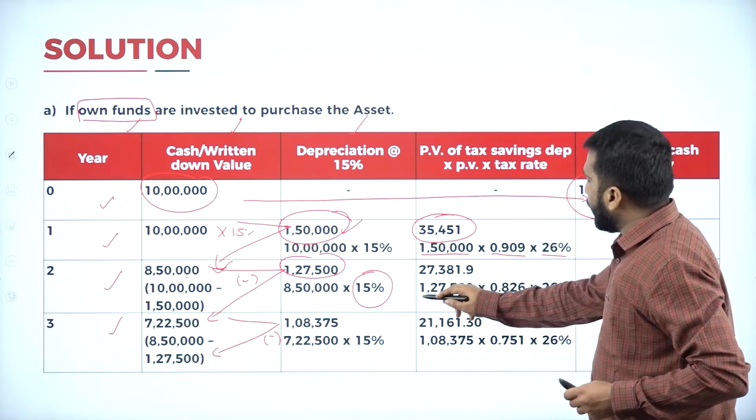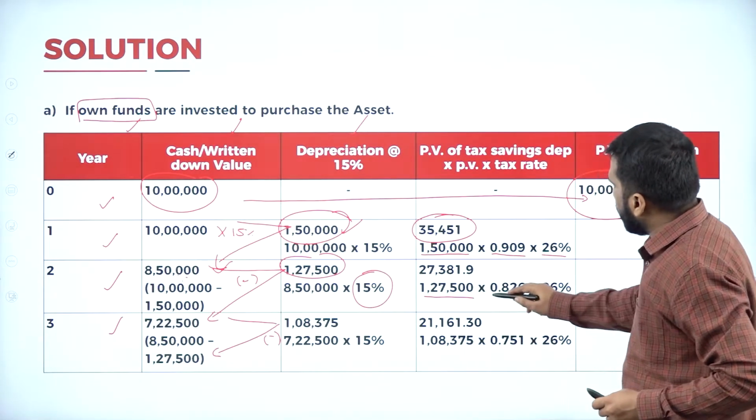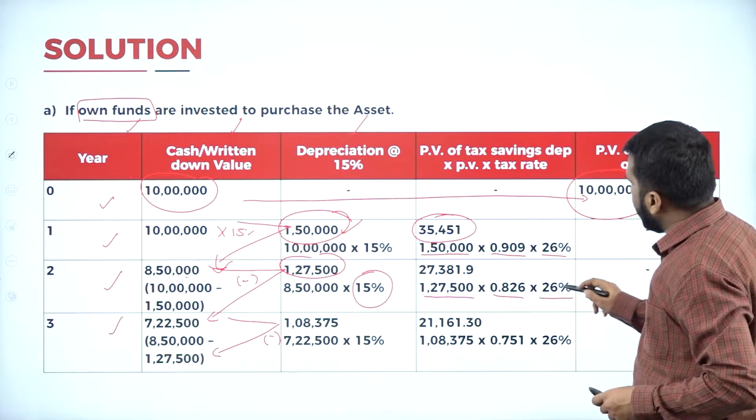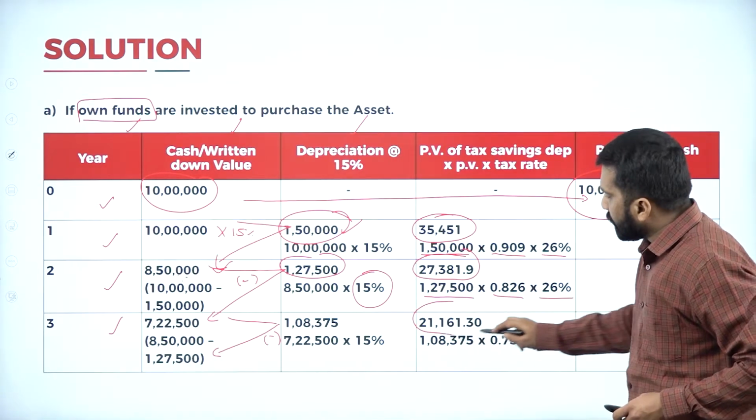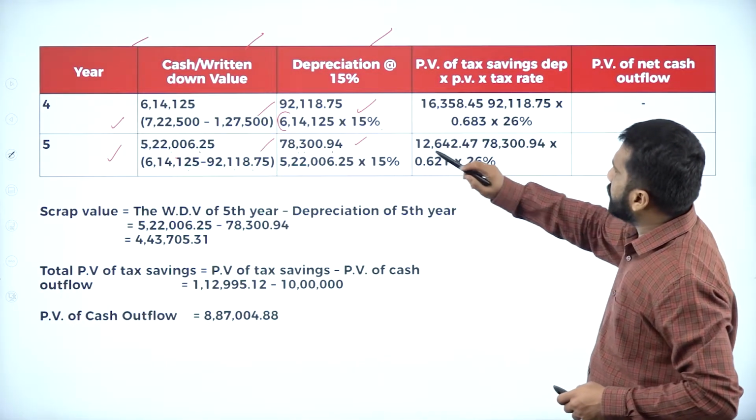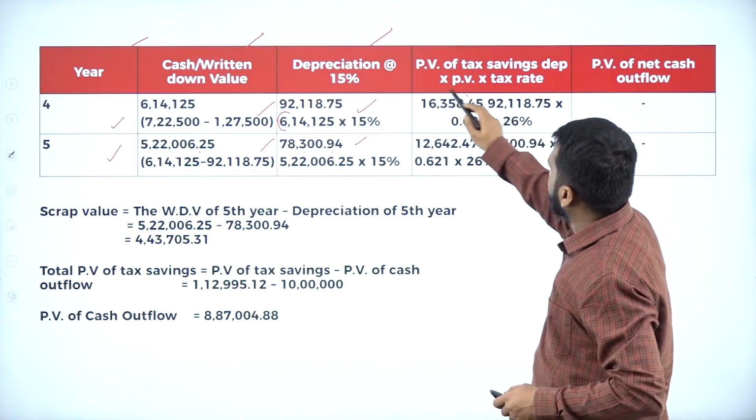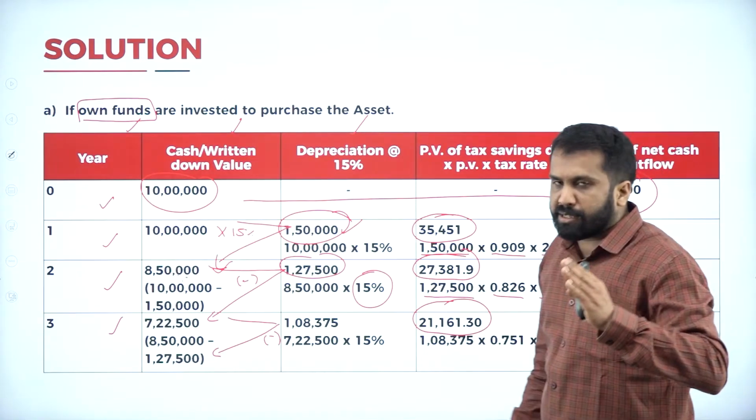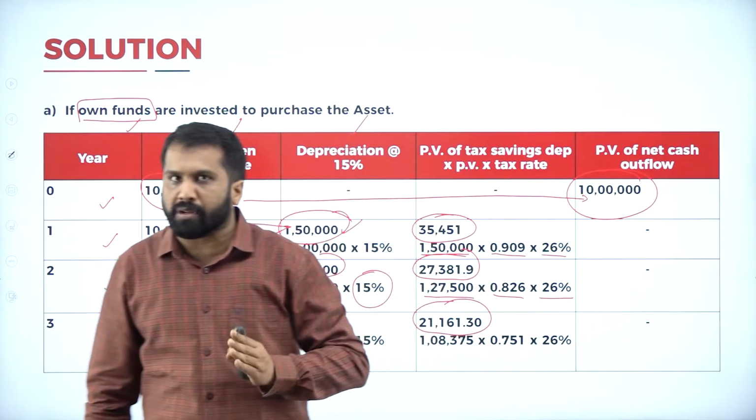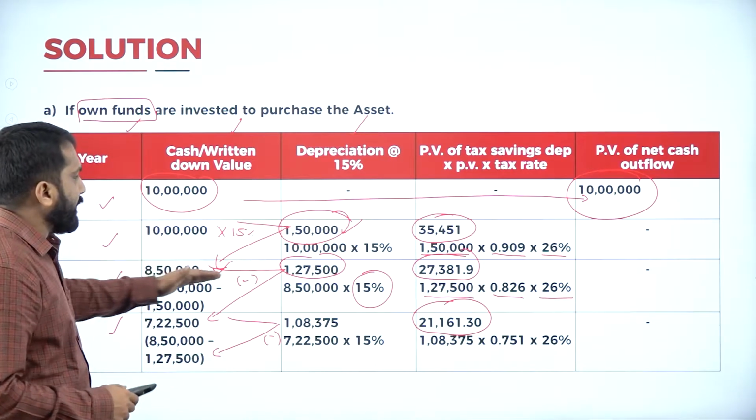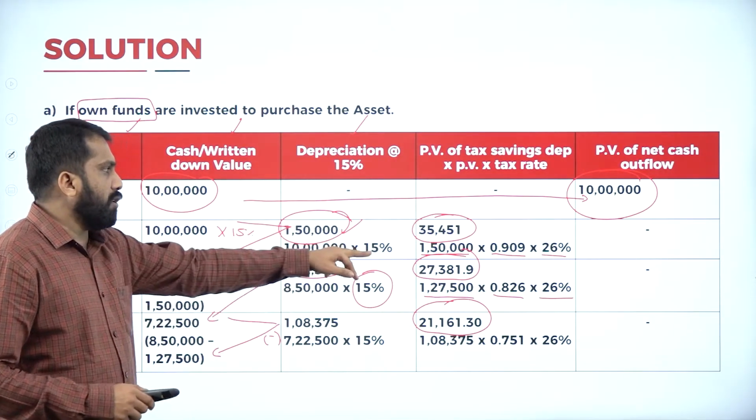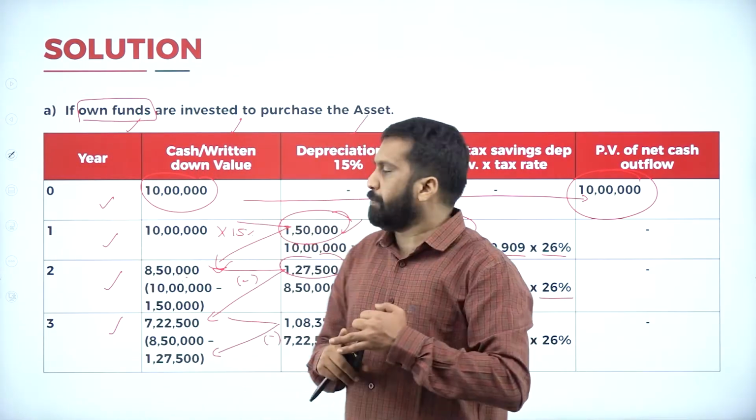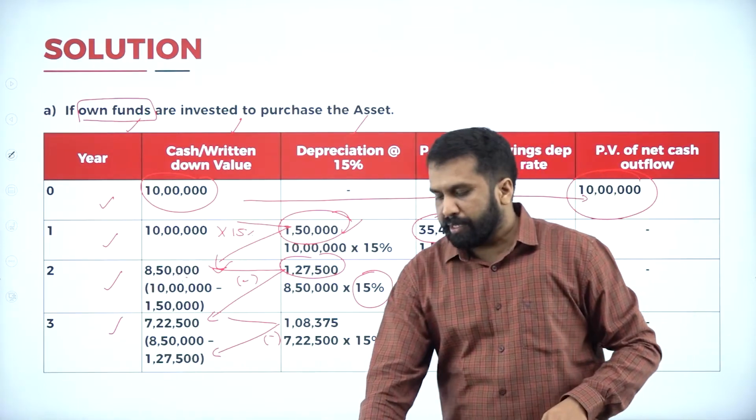Similarly, 1,27,000, this answer. Multiply with PV factor, 0.826. Multiply with tax, you got this. You got this. You got this. Hope you got it. Yes. So this much only for your own fund. Only the first column, second and third, we do simultaneously. Fourth column, multiply with PV factor, multiply with tax. If you're done with this, you're done with your calculation.